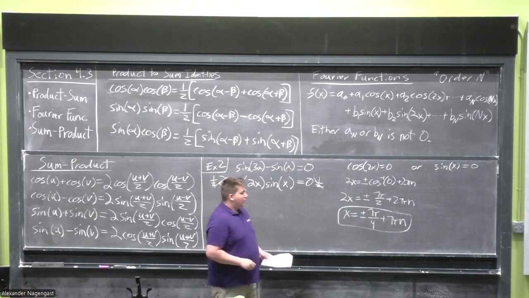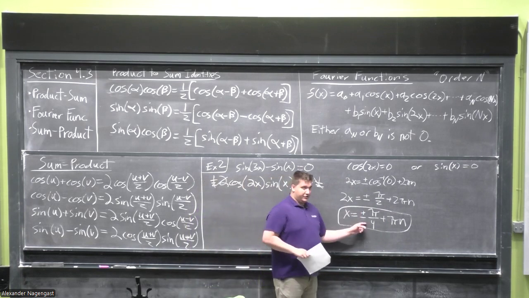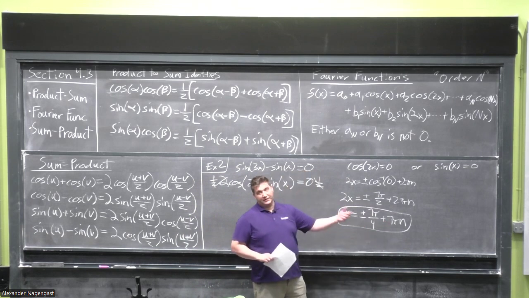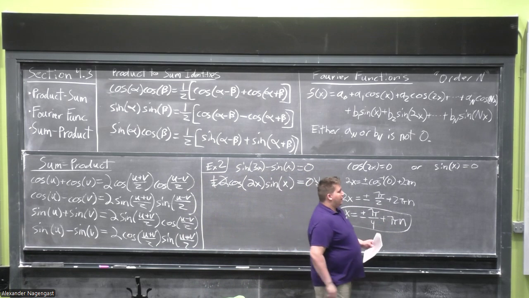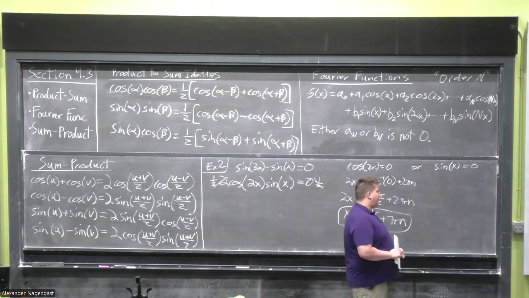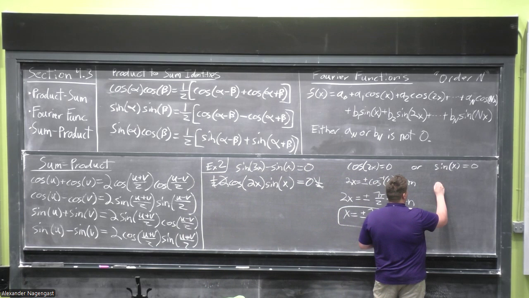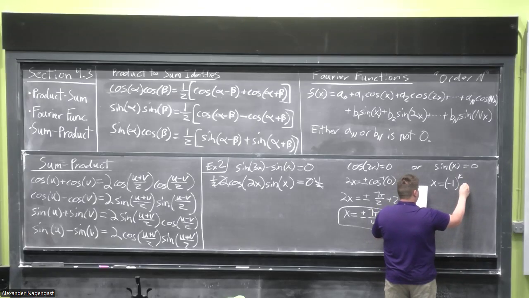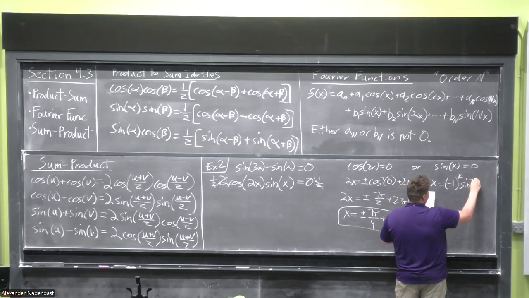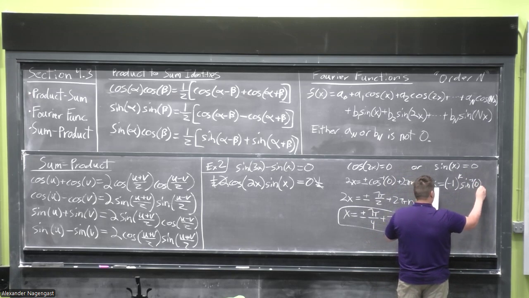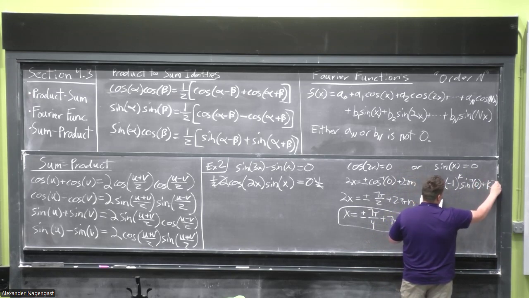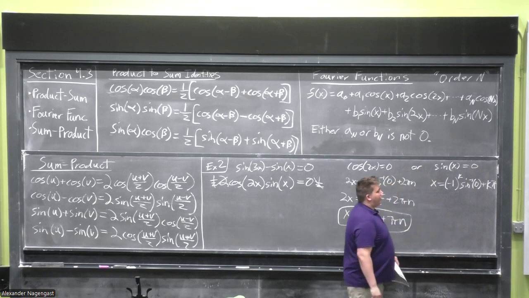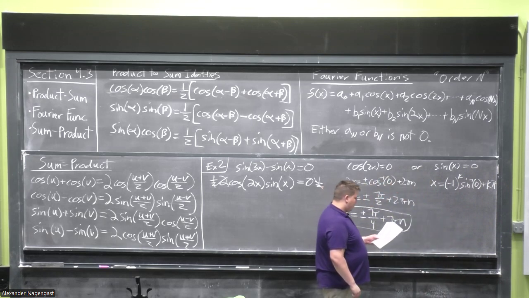So these are two different solution sets. We can have positive pi over 4 plus pi n or negative pi over 4 plus pi n. Now we have to find another solution set for sine. So we have x is equal to negative 1 to the power of k sine inverse of 0 plus k pi. Sine inverse of 0 is 0.